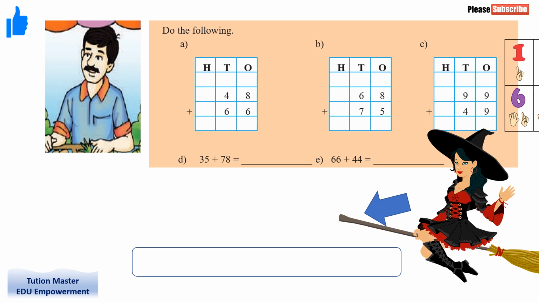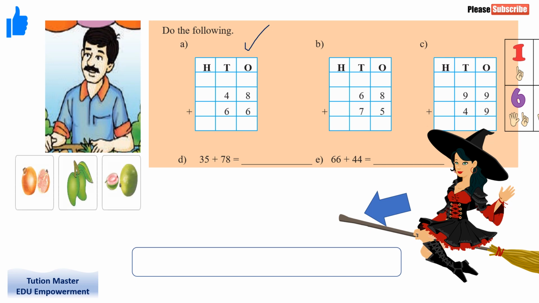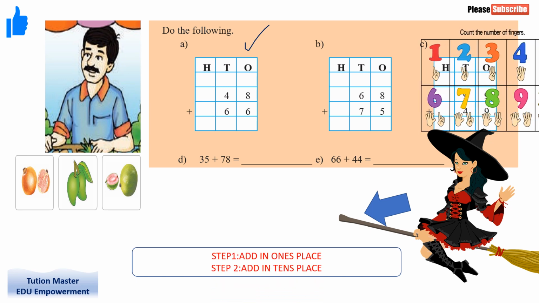Okay, so now quickly open your rough notes or just take a screenshot of this one, and I guess you people can do this because I had explained tougher problems before. First one I'll do for you. Now do the following, add these two. What is step 1? In step 1, you have to add in the ones place. Whenever you are adding the ones place, what did I say? Keep the bigger number in mind.